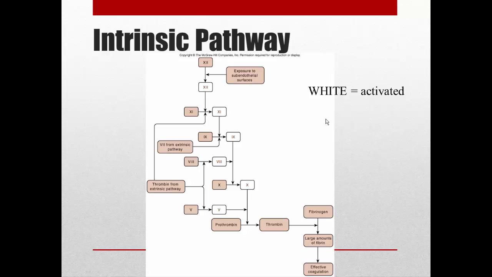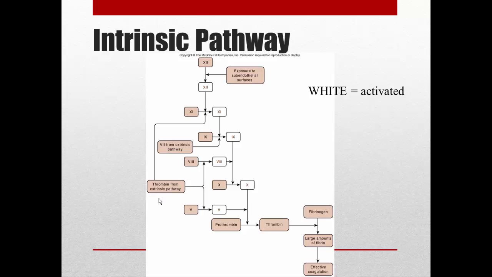Here's the intrinsic pathway. The intrinsic pathway starts when the subendothelial surfaces, or the negative charge on the surface of the platelets, or a negative charge on the surface of glass, say inside a test tube, cause factor 12, which is floating around in the blood, to become activated. Remember, it's an intrinsic pathway, so this starts inside the blood. 12 in turn activates 11. 11 activates 9, and then 9 activates 10.